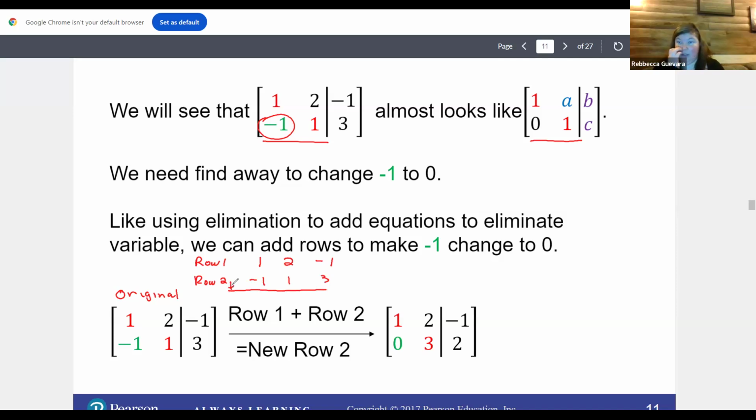So if we add those together, even without the variables on them, we get 1 plus -1, 0. 2 plus 1, 3. -1 plus 3 is 2. So I'm going to end up replacing this whole row here with 0, 3, and 2. So we've accomplished this part. We've got a 0 here now. Now we have another problem. That's not 1 anymore. So we're going to have to deal with that next.